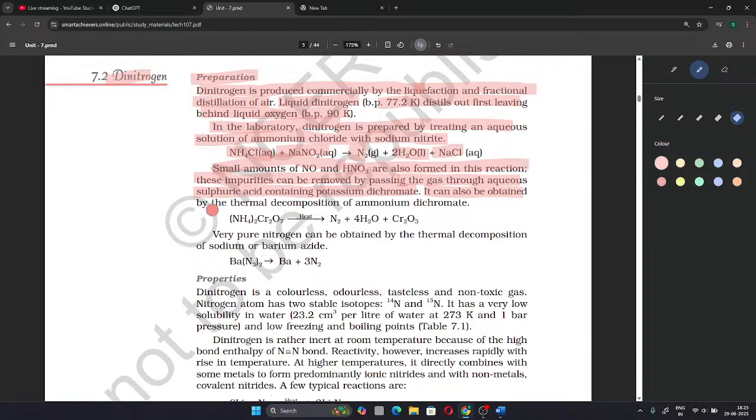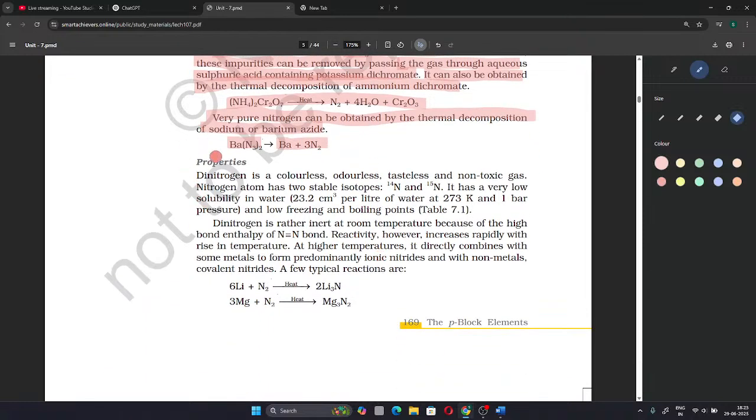It can also be obtained by the thermal decomposition of ammonium dichromate. If we heat ammonium dichromate, we will get dinitrogen, water and Cr2O3. Very pure nitrogen can also be obtained by thermal decomposition of sodium or barium azide. Barium azide, Ba(N3)2, gives Ba plus 3N2. Azide refers to nitrogen groups.